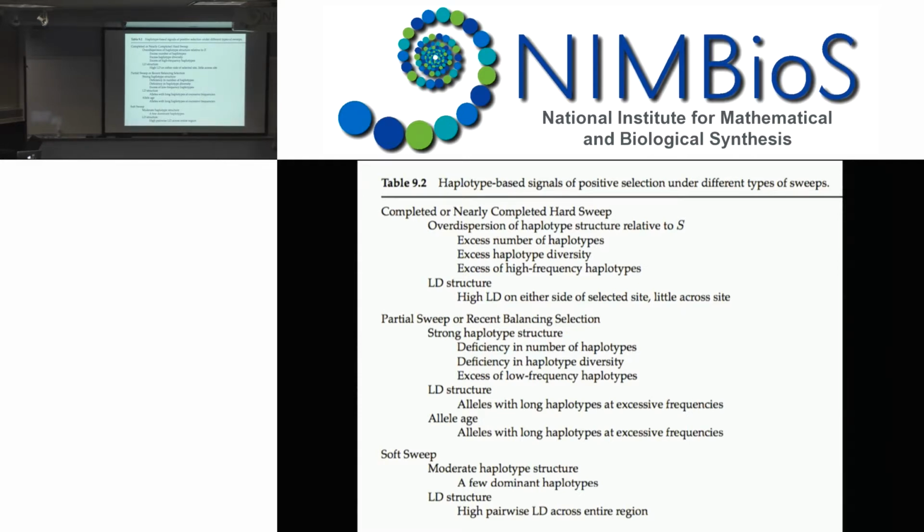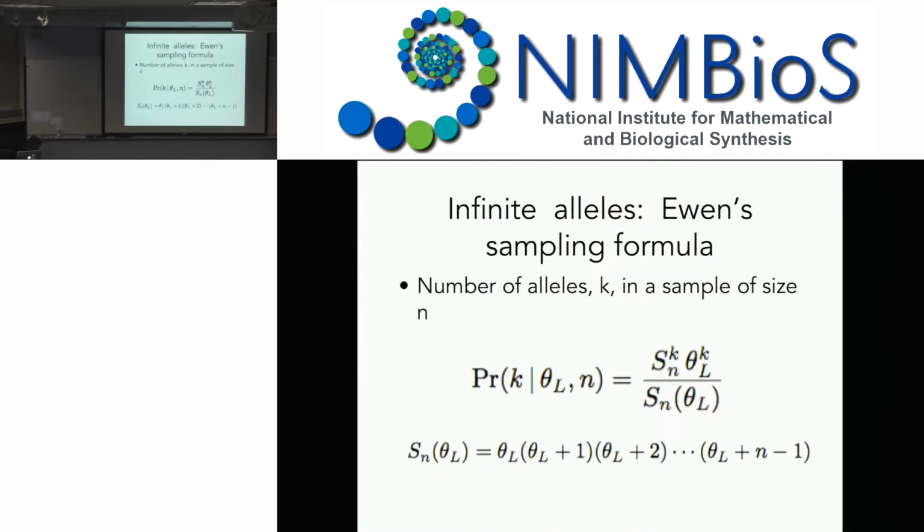A soft sweep. Remember, a soft sweep is where I either have a site that's been existing for quite a while before it's under selection, so I've got multiple haplotypes with that favored site that as a group get increased in frequency. So I've got moderate haplotype structure with a few dominant haplotypes, not just one, but they're not equally spread out either. Then the LD structure is high pairwise across the entire region. So these are all signals we're going to be using, right? And what I've done in the chapters is to summarize the overall features before going into some of the tests.